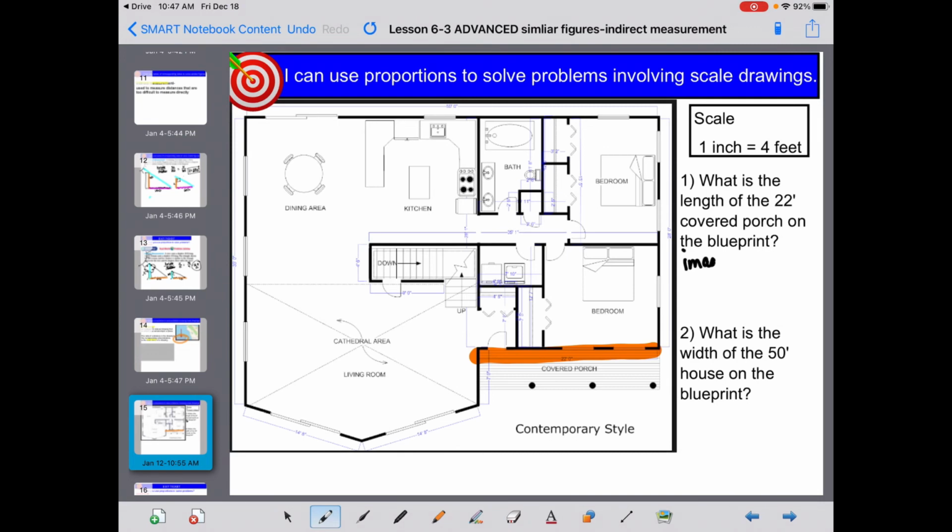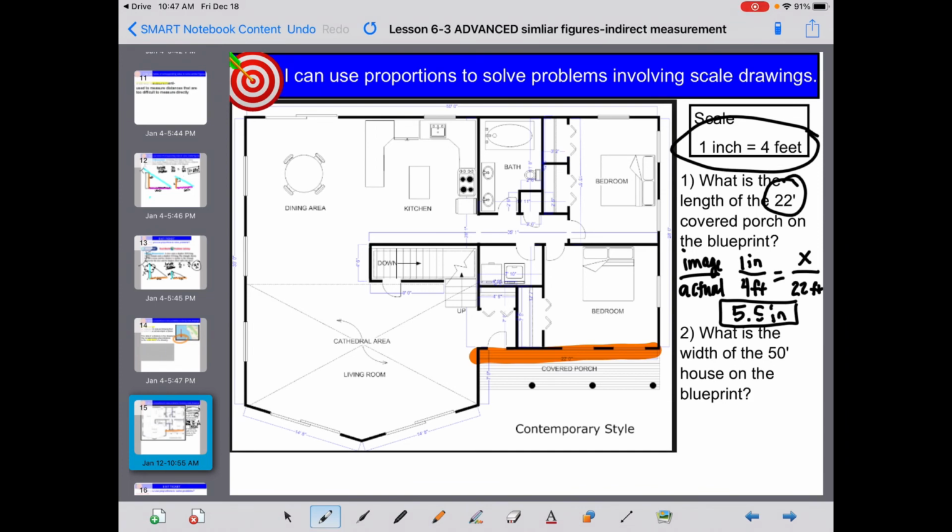So we're going to go image and then actual, like in actual life. I'm going to use 1 inch is 4 feet, right? Equals, now 22 feet goes in the bottom. Oops, I wrote feet and I meant to write 22. I want to know how many inches that is in my blueprint. So 22 times 1 divided by 4 gives me 5.5 inches in the blueprint.